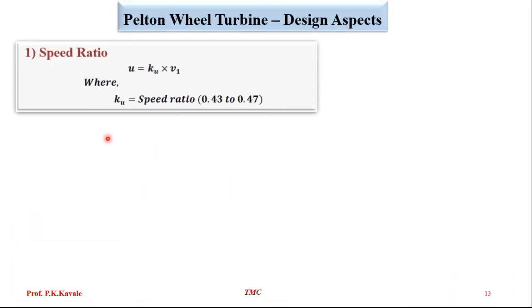So what are the other design aspects? Speed ratio is equal to Ku into V1. What is V1? V1 is the absolute velocity coming from the nozzle. Ku, the speed ratio, is 0.43 to 0.47.